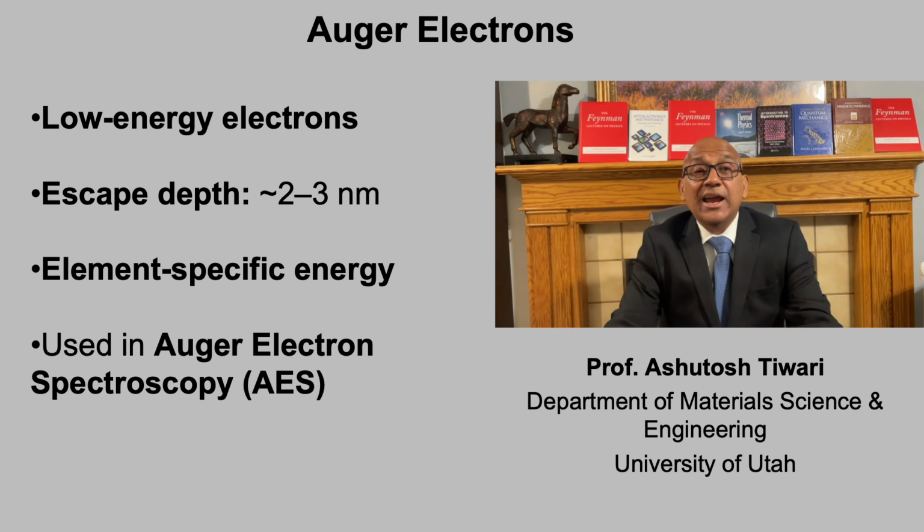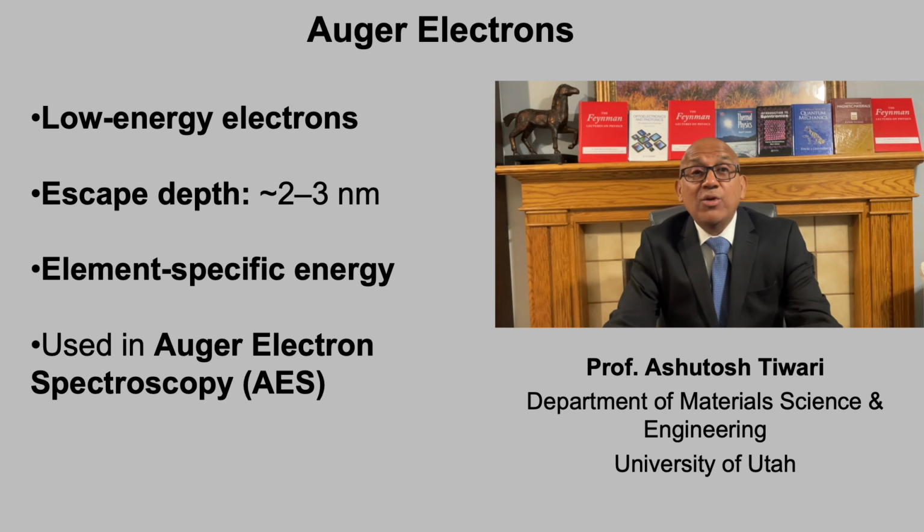Auger electrons are another signal that results from inner shell ionization, but they differ fundamentally from X-rays in how the atom relaxes. After a core-level electron is removed, the excess energy does not always leave the atom as an X-ray photon. Instead, that energy can be transferred to another electron, which is then emitted from the atom as an Auger electron. Auger electrons have very low kinetic energies, typically a few hundred electron volts or less.